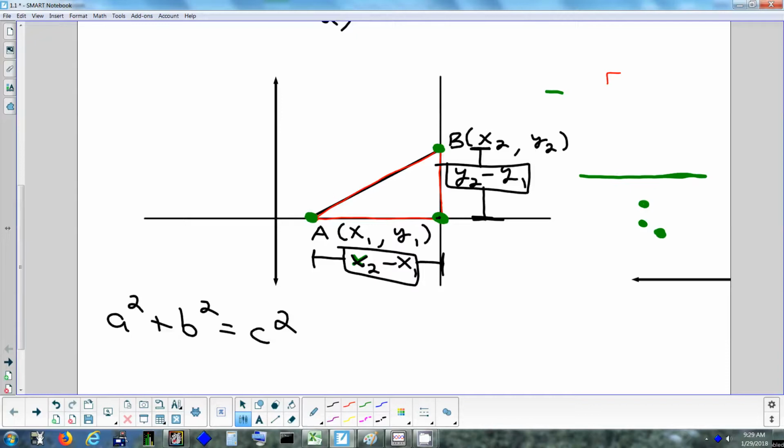Because if you were trying to explain the Pythagorean theorem to someone, and you just said it's a squared plus b squared equals c squared, they'd say, what the heck is a, b, and c? It's like the long one, the long side. Okay. Which one's the long one?